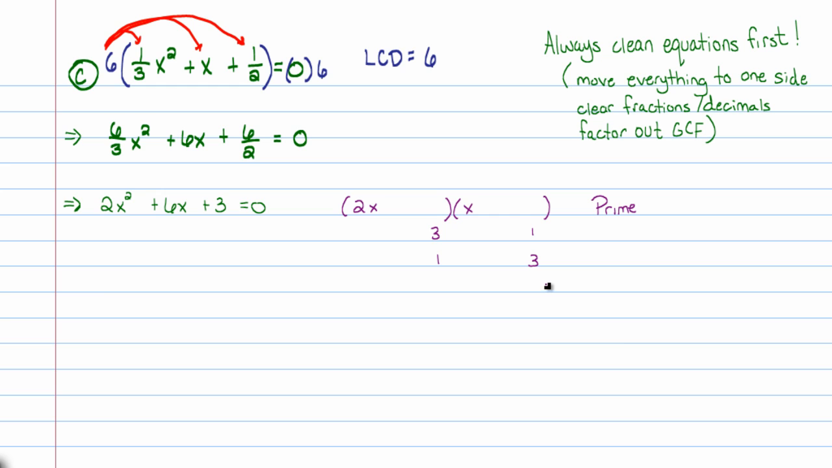And since it's prime, meaning that it doesn't factor across the integers, we now must go ahead and rely on other methods to solve this. And our next best method would be the quadratic formula. So let's go ahead and use that. Notice in this case the role of A is being played by 2, the role of B is being played by the number 6, and the role of C is being played by the number 3.